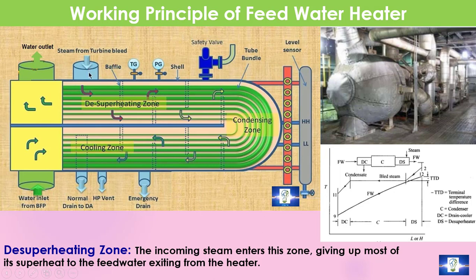The incoming superheated steam from the turbine enters this desuperheating zone and gives up most of its superheat to the feed water exiting from the heater.